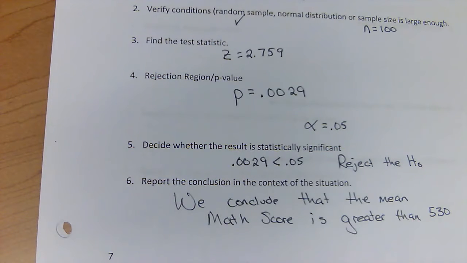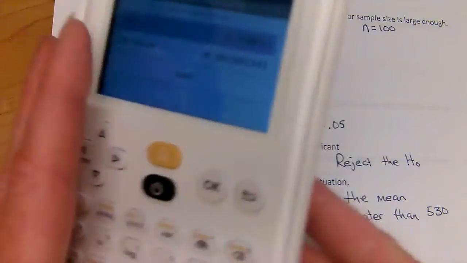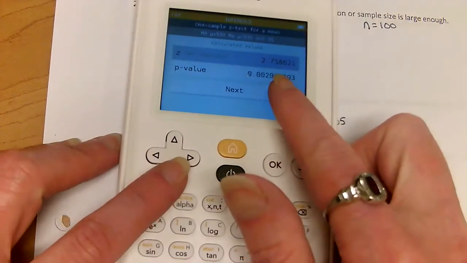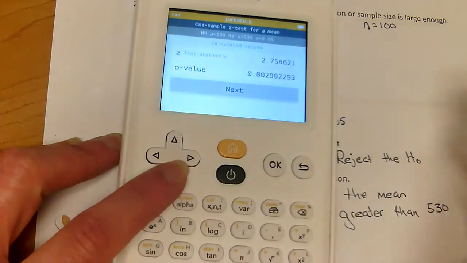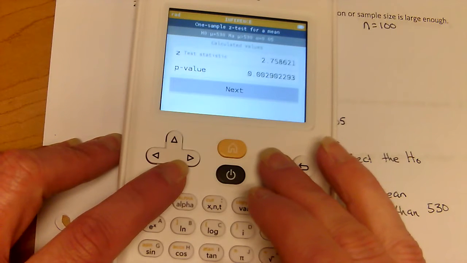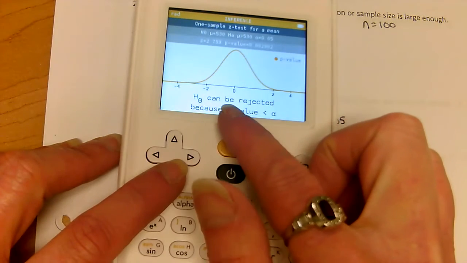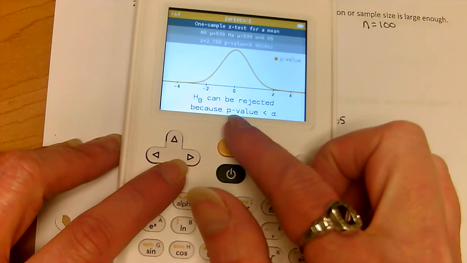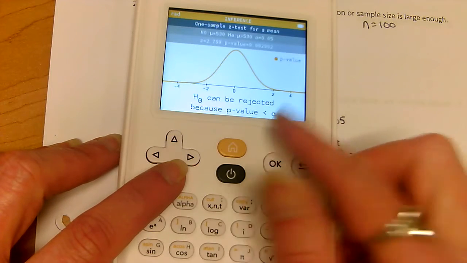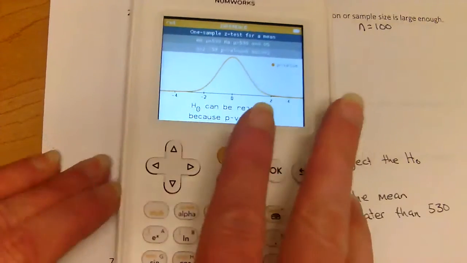Which again, remember that the mean score 562 was pretty far out there. 2.759 is really far out there. It is strong enough. And I'll go ahead and show you another thing that the calculator will do. So we got the z-score, we got the p-value, and it's easy to compare, but what if I forgot? If I go to the next screen, it says the null can be rejected because the p-value is less than alpha. Awesome.